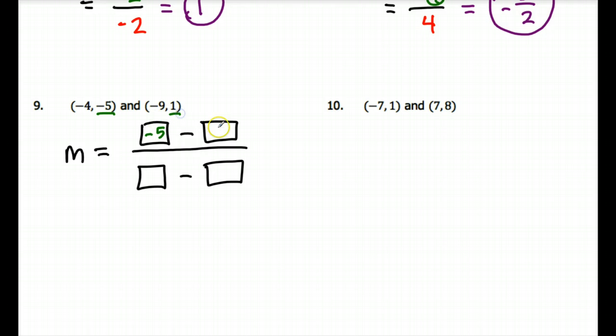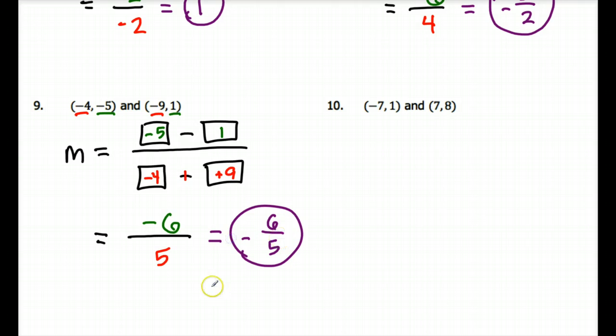So -5 minus 1. But now that I've started with the -5, on the bottom I have to start with the -4. If you switch up the order on the bottom, you're going to mess up. So -4 minus -9 is my second x coordinate. Because I have those boxes in there, now I know I'm going to get my signs correct. So I'm doing -5 minus 1 on the top. That's going to give me -6. On the bottom, we're doing -4 minus -9. So another double negative. You add: -4 plus 9 is +5. So the slope, -6 over 5, really doesn't reduce, so you just get a slope of -6/5.